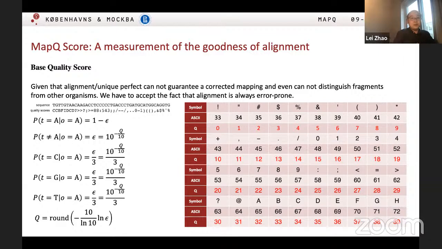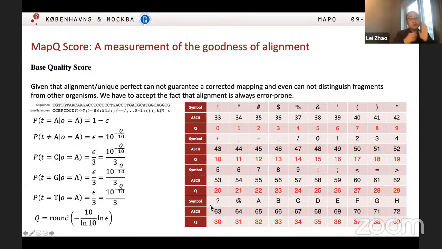So the best way for us to move on is to embed our assertion not just relying on this perfect match, but relying on some framework of probability.